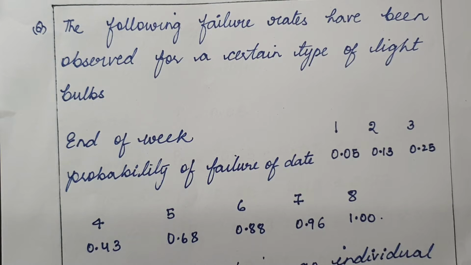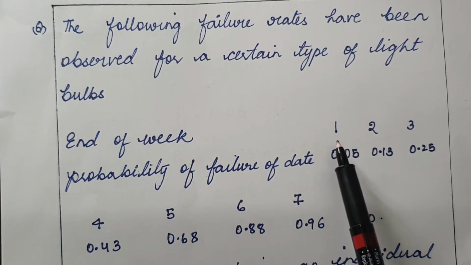What is given here? Failure probability is given. After that, what is given here? The cost of the replacement of an individual failed bulb is equal to 1.25. Cost of the individual bulb replacement 1.25. The decision is made to replace all the bulbs simultaneously. Now, what is given here?